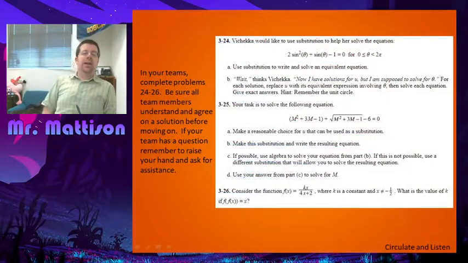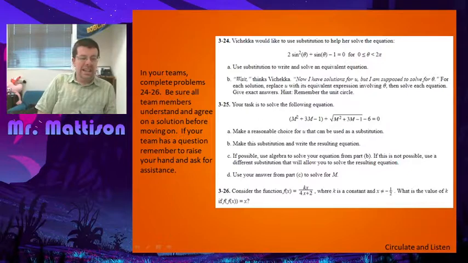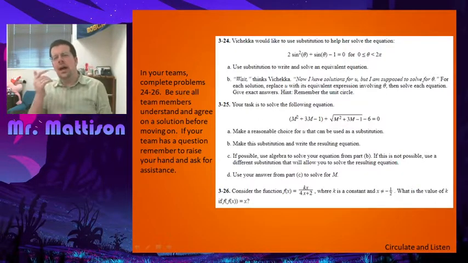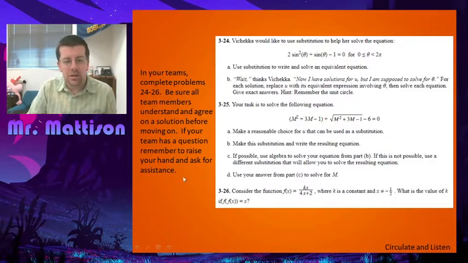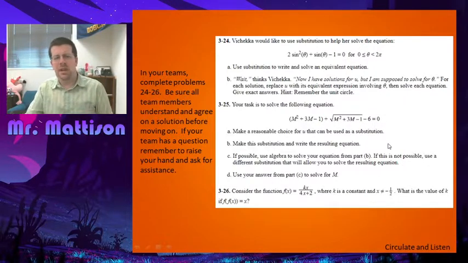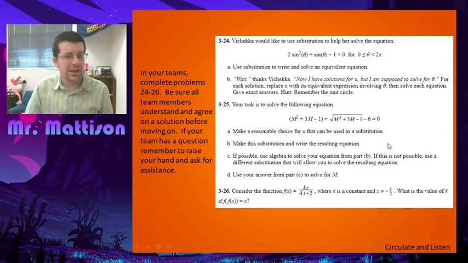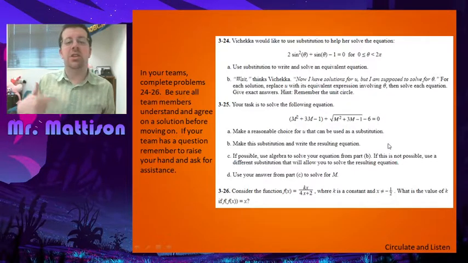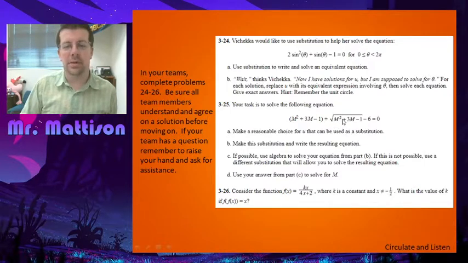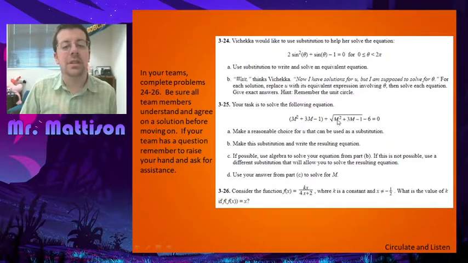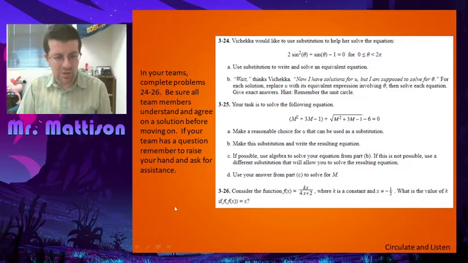Now on number 25. Okay, so this is the one where if you tried this out, you said, well, I'm going to make my u m squared plus 3m minus 1, and then you get u plus the radical of u minus 6 is equal to 0. And you said, well, that looks nicer, but I don't know what to do. And that's fine, because the problem is you need to actually make your u the square root of m squared plus 3m minus 1. What that causes to happen is this becomes u squared plus u minus 6 equals 0. And then it's a lot easier to actually solve. So let's go ahead and do that.